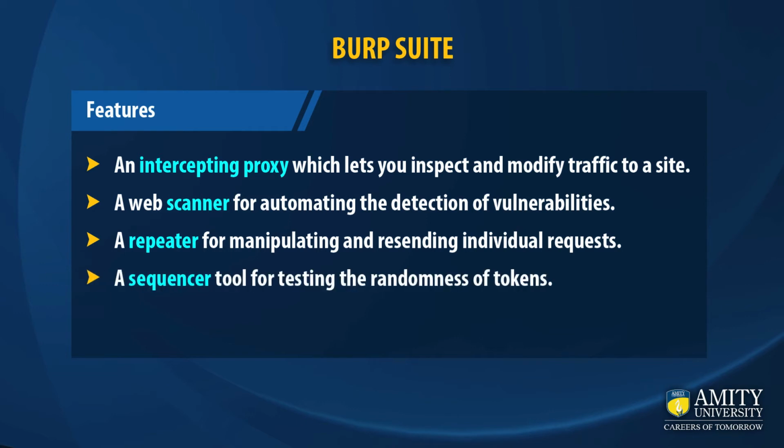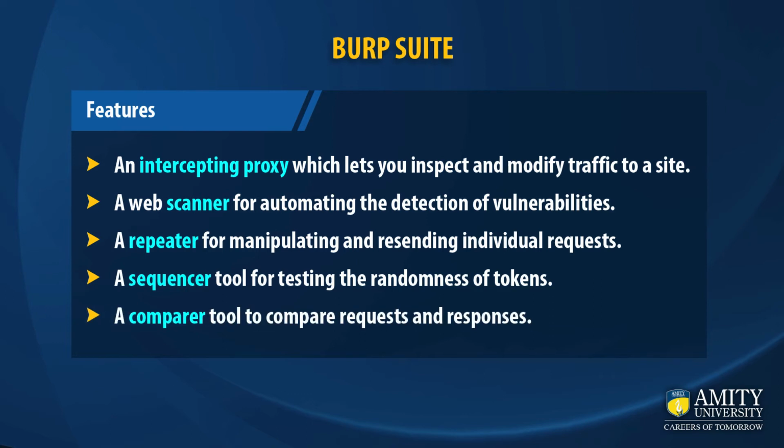A sequencer tool is there for testing the randomness of tokens. We make a lot of requests and collect all those tokens generated, and then we test how random it is, how these tokens are related. That is what a sequencer is used for. Then we have a comparer tool. Comparer is used basically when we make 2 requests and then we can compare them, to see what the difference is in each request. That is what comparer is used for. These are some of the most common tools used in Burp Suite. We'll see more once we start using Burp Suite.